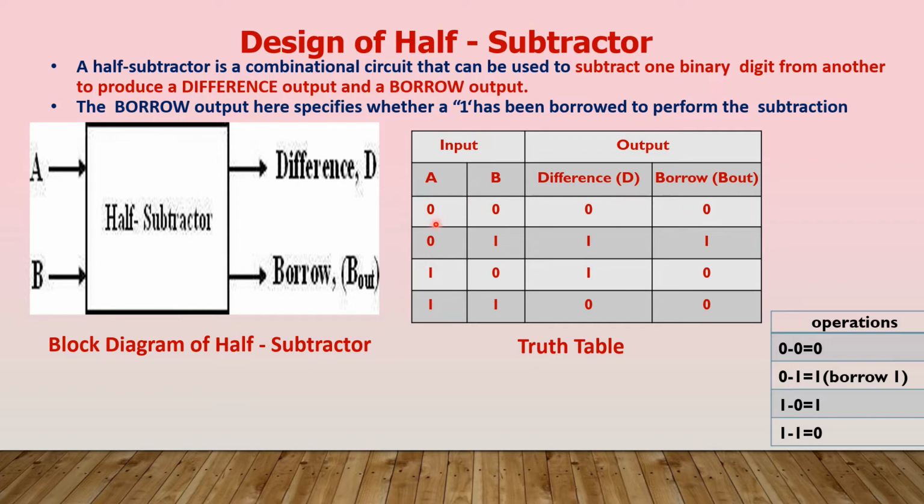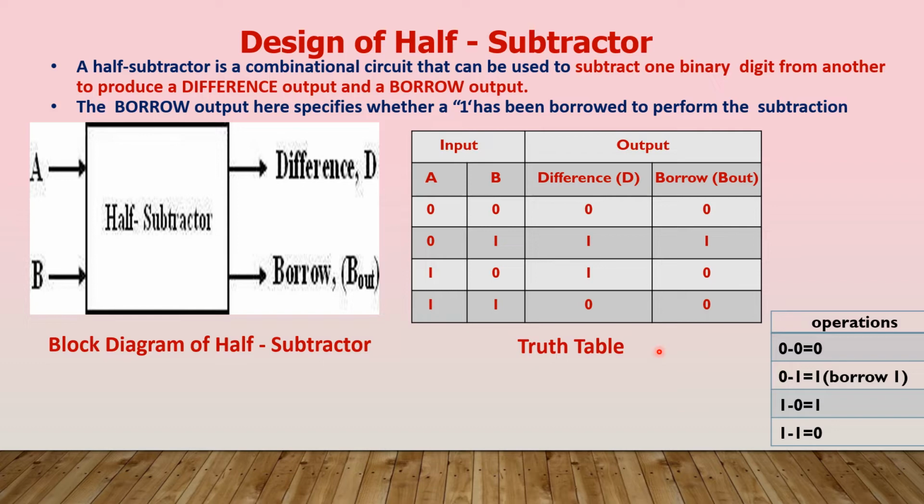We can perform the subtraction manually. 0 minus 0, as I told you from the operation table, the difference is 0, borrow is also 0. If it is 0 minus 1, both the difference as well as the borrow out are equal to 1. 1 minus 0, the difference is equal to 1, borrow out is equal to 0. And for 1 minus 1, obviously the difference is equal to 0 and borrow out is also equal to 0. Likewise you can construct the truth table.